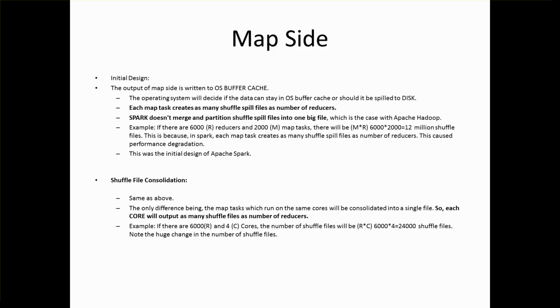The big difference was that map tasks which run on the same core will consolidate into one single file. Suppose there are 4 mappers running on one processor, it will emit only one file. So an example has been given here. There will be about 24,000 shuffle records instead of what was shown earlier. So the mapper doesn't make much difference.